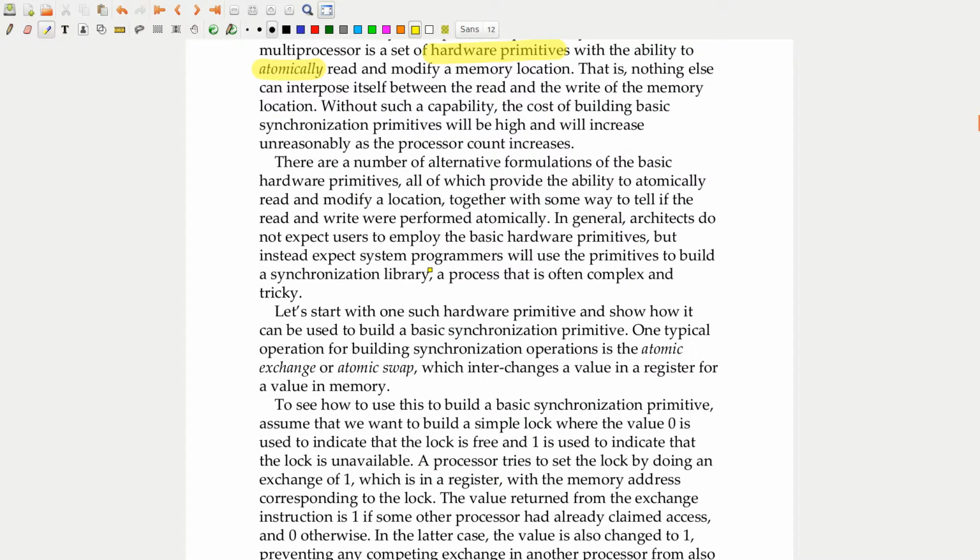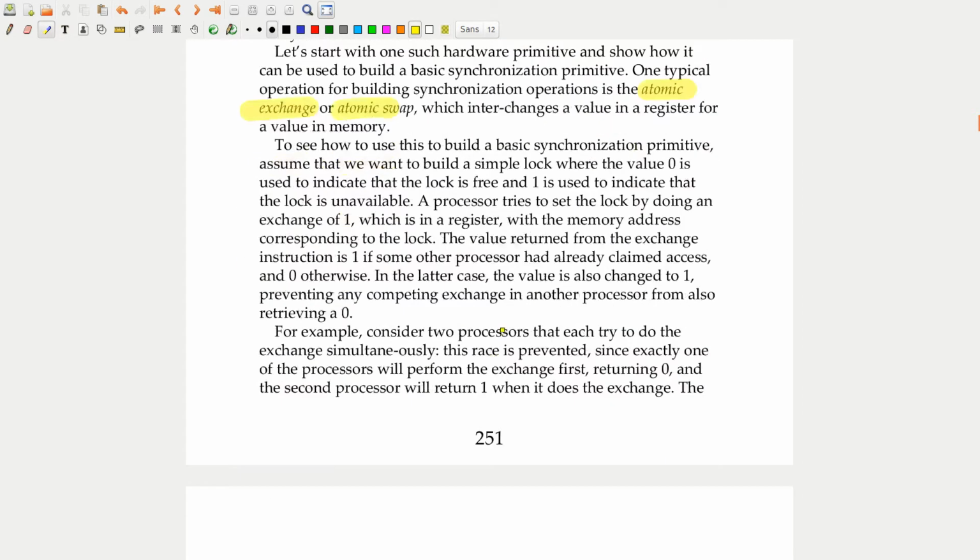There are a number of alternative formulations of the basic hardware primitives, all of which provide the ability to atomically read and modify a location, together with some way to tell if the read and write were performed atomically. That's important. Let's start with one such primitive, atomic exchange, or atomic swap as it's called. This is a very common thing.